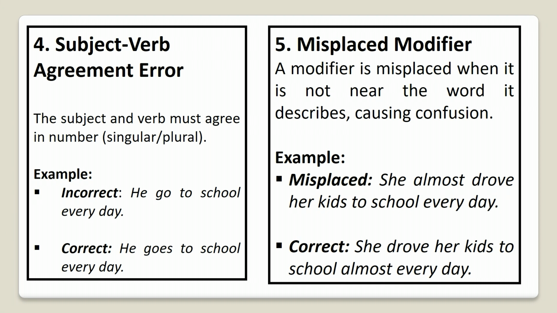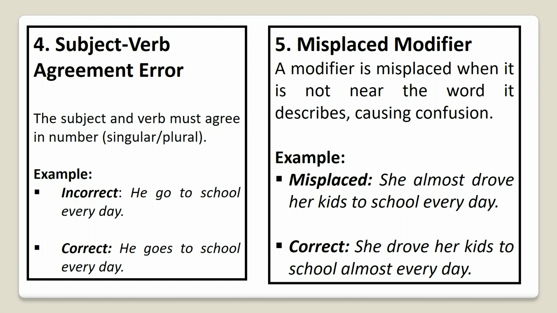It's very important to understand. For example, incorrect: He go to school every day. Here, what is wrong? The verb is wrong. He is a singular word, so the verb will be used with es. What will be the correct sentence? He goes to school every day. That will be the correct sentence.